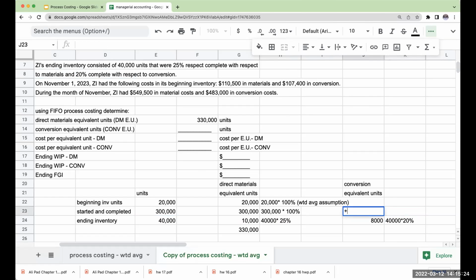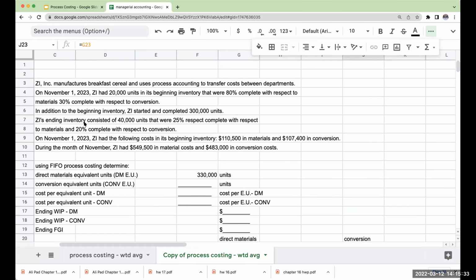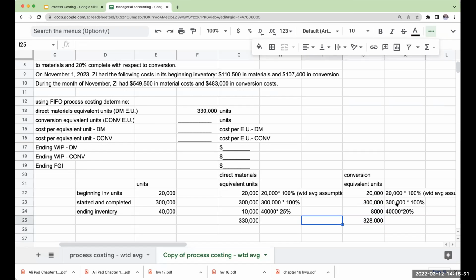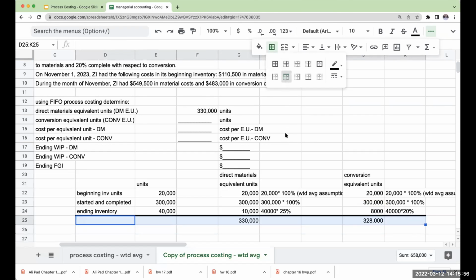Okay. Now, the rest of this here is going to be exactly the same. Started and completed was at 100%. And again, over here, even though my conversion was only 30% complete, I don't care. What I'm going to do over here is assume that it was 100% complete during the period. This is my weighted average assumption. So my total equivalent units for conversion under weighted average is going to be a total of 328,000.